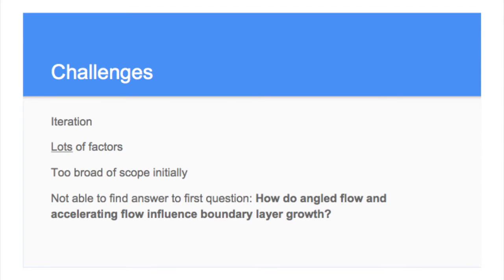We also started with too broad of a scope initially, and eventually had to cut it down to what we did today. And finally, we weren't able to find a specific answer to our first question, which was how angled flow and accelerating flow influence boundary layer growth. We know that they do, and we could see it in the preceding images of our data, but it's not exactly clear what would model that.